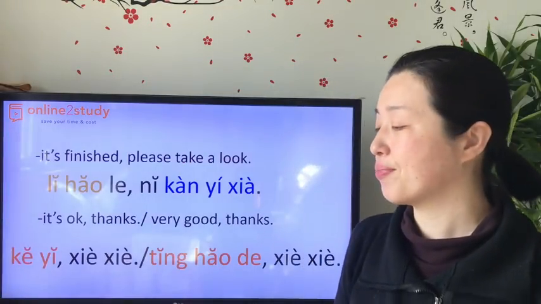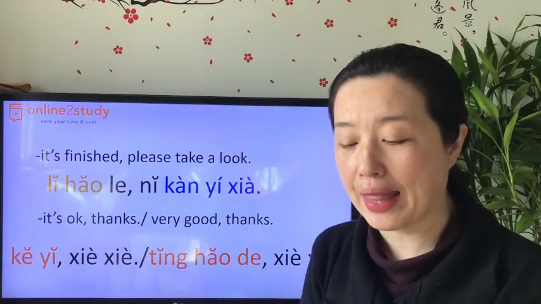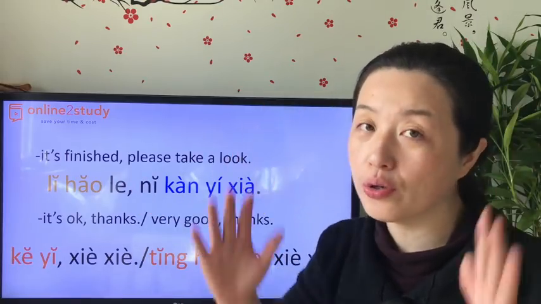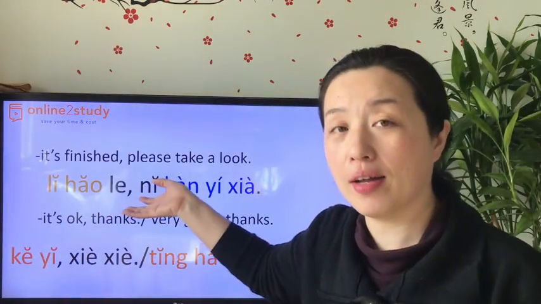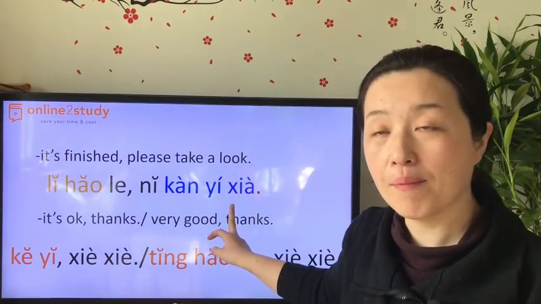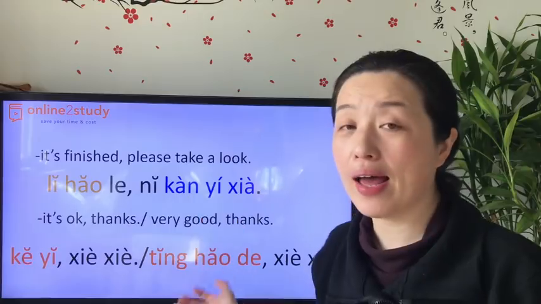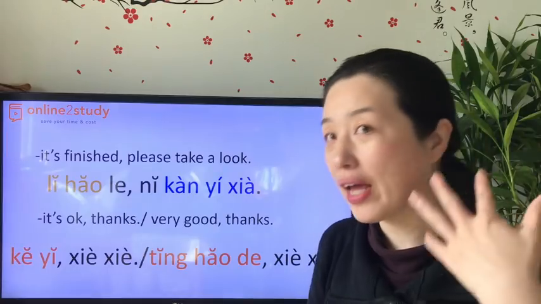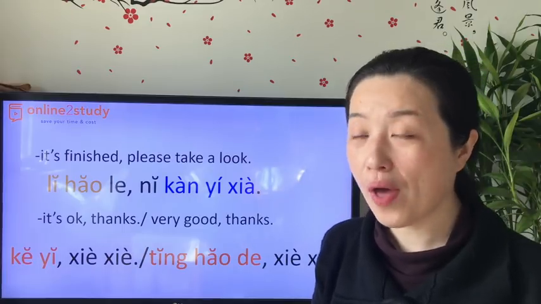So after they wash your hair and do the haircut for you, and after everything is finished, they will ask you to take a look at the mirror. How to say? 理好了, 理好了. It means finished cutting already. 你看一下吧, 你看一下. They ask you to take a look at the mirror. What do you say after you look? Probably, it's okay, it fits my requirement, or very good.